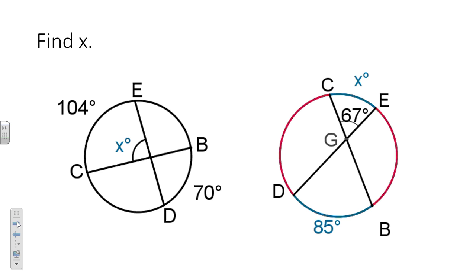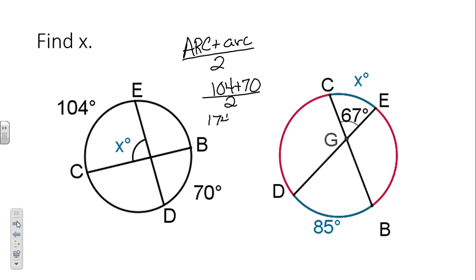So we want to find x, and the way to remember it is arc plus arc divided by 2. Okay? What's my larger intercepted arc? 104. What's my smaller one? So 104 plus 70, because we're inside the circle, divided by 2 is going to give us 174 divided by 2. What's 174 divided by 2? So 87 is this angle x, and it's also going to be that angle because they're vertical.